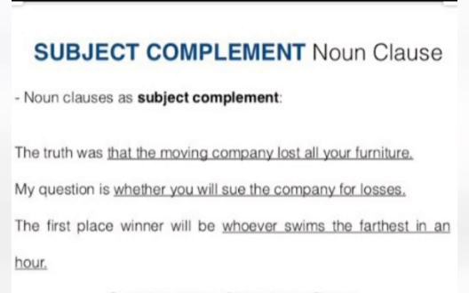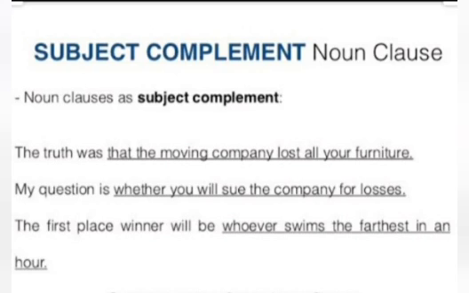Now, whatever is written in front of "was", what is it talking about? That the moving company lost all your furniture is talking about whom? It is talking about the truth, which is your subject. So therefore we can say that "the moving company lost all your furniture" is your subject complement. But we already know that it is your what? Noun clause. So therefore we can say that your subject complement is acting as your noun clause.